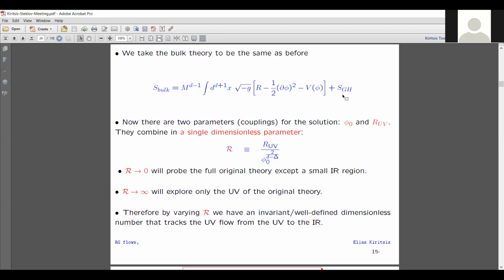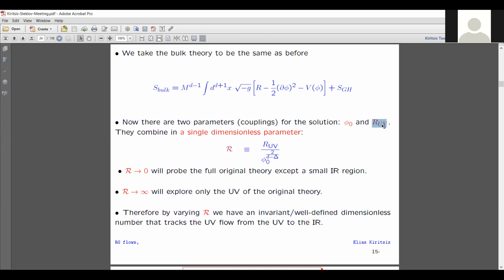So as I said, my bulk theory will remain the same. And now I have to remember that my renormalization group flow, and therefore my quantum field theory, has two parameters or couplings, if you wish, that control the physics. One was as before, phi 0, the source of the scalar field, which corresponds also to the ultraviolet coupling constant associated to the scalar operator perturbing the theory. However, now I have another scale that is important, and this is the scale of the curvature of the manifold I put the quantum field theory on.